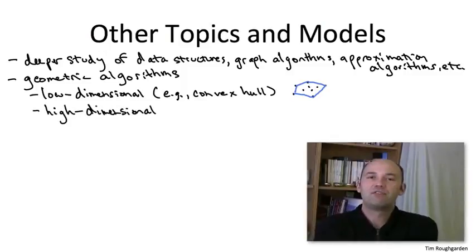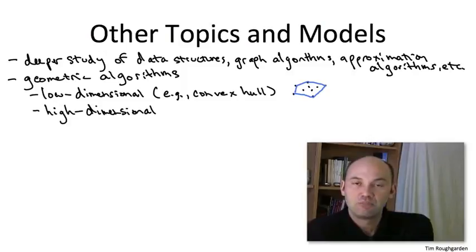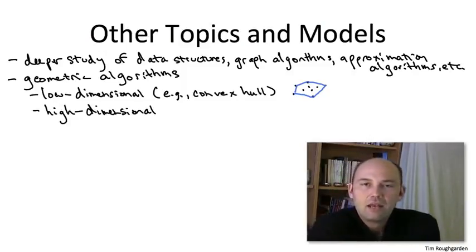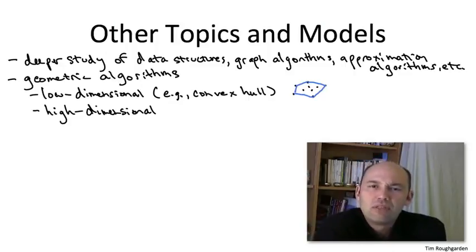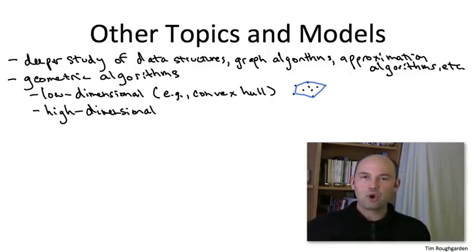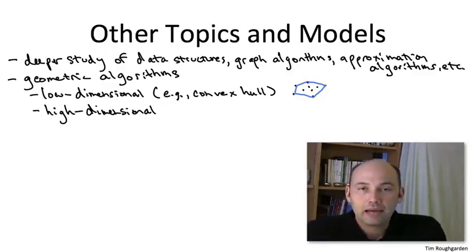A very different flavor of geometric algorithms is the high-dimensional case. And here I'm thinking of the number of dimensions as being in the thousands, say, or perhaps even quite a bit more than that. Now, why would you ever have points in thousands of dimensions? Well, imagine you were doing, say, information retrieval. Imagine you had a bunch of documents. Now, documents don't really have geometry intrinsically, but it can be useful to imbue them with geometry. How do you do that?